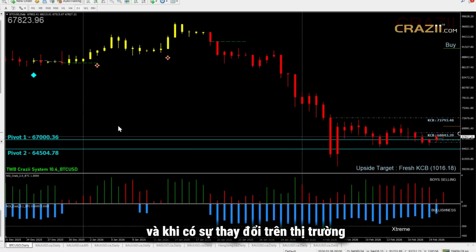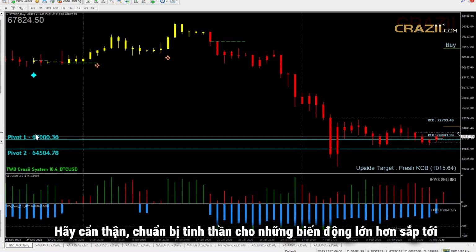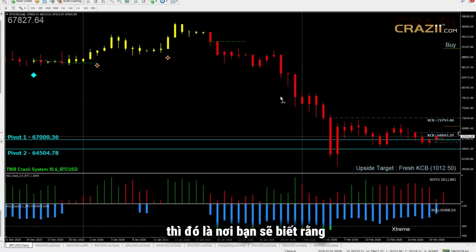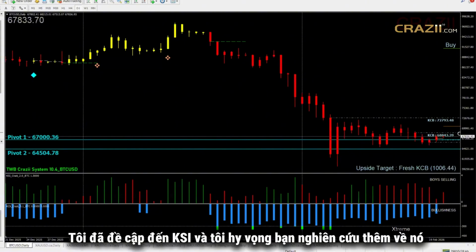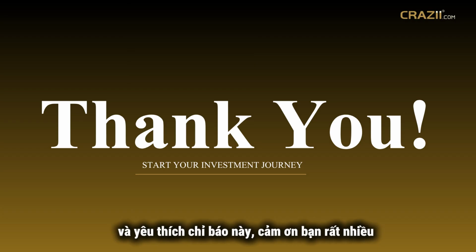And when there's divergence in the market whereby the KSI and the candle color are not in the same direction, just be careful, expect bigger movement to come. Then that is where you will know where the big money will come. All right, with that itself, I covered KSI, and I hope you study more on this, and I'm pretty sure you will get and love this indicator.